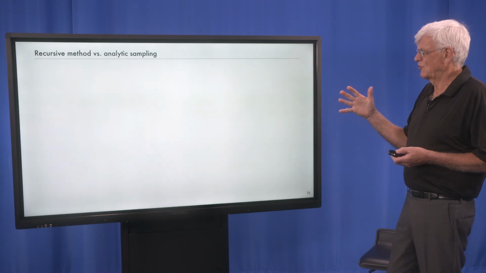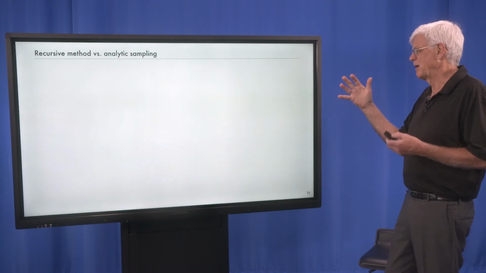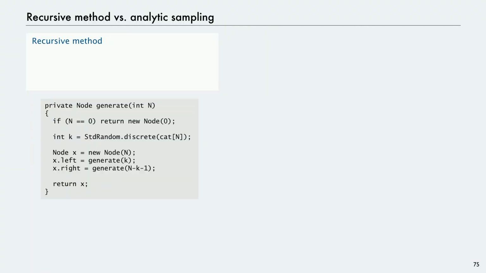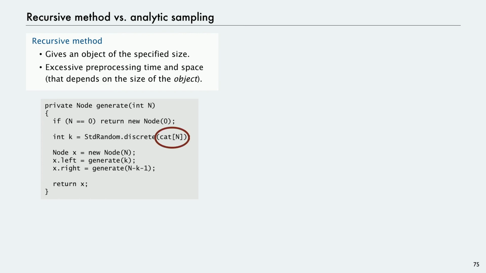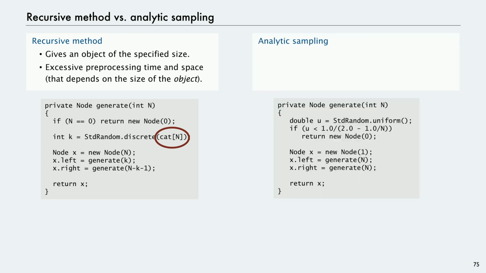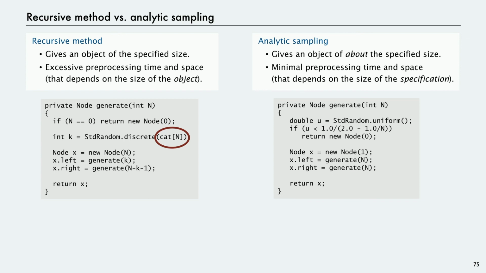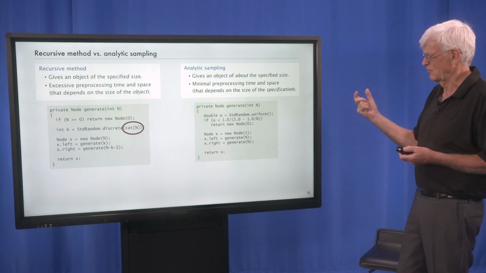So just step back for a second and look at recursive method versus analytic sampling. With the recursive method, we did have pretty simple recursive code to generate an object of the specified size. The problem is the excessive preprocessing time and space that really depends on the size of the object that we want to generate, which can be prohibitive. With analytic sampling, we don't get the exact size, but we can get about the right size. And we have very minimal preprocessing time and space because it depends on the size of the spec, not the object, which is much, much smaller.